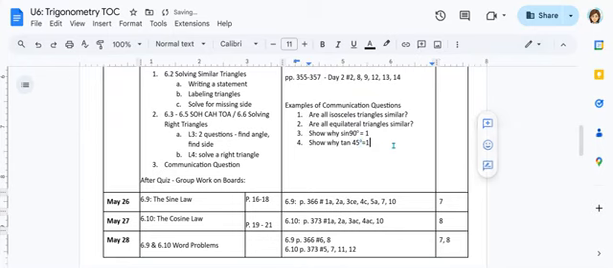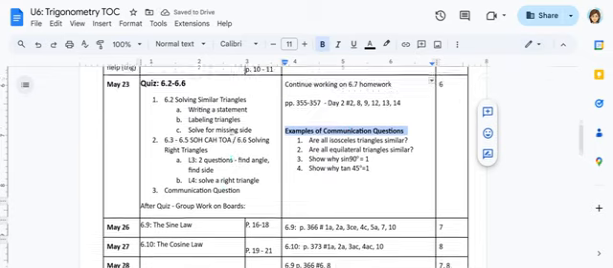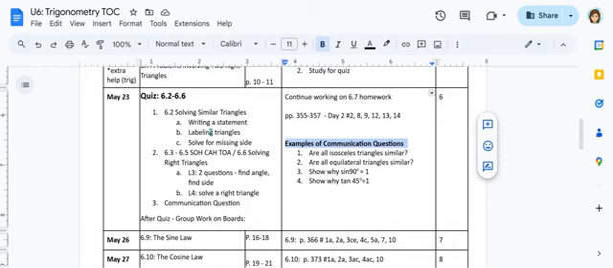So here are some examples. This is in the document called Table of Contents, so you have that link. There will be a communication question, a solving a right triangle question, and a solving similar triangles question.